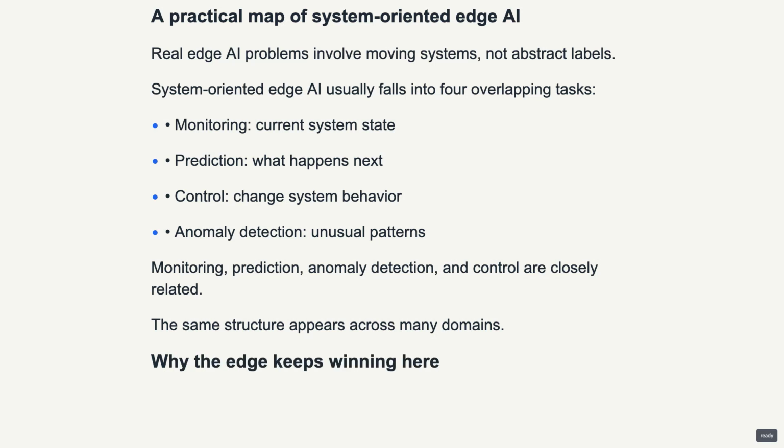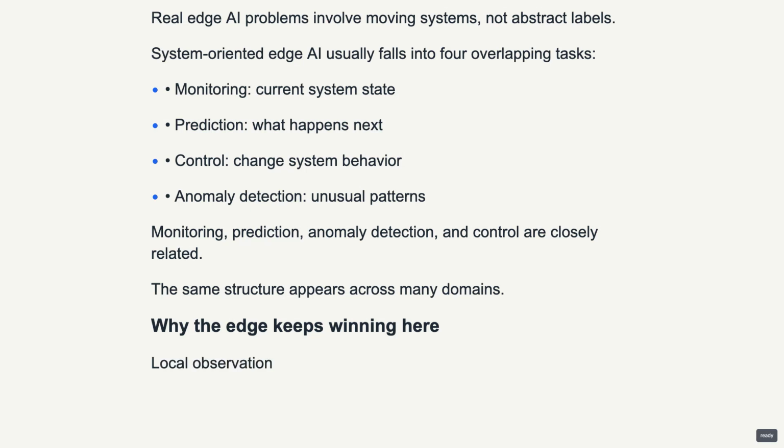The edge becomes the right choice when a system needs local observation and a fast response. Several recurring constraints push deployment away from the cloud and toward on-device inference. The edge matters here because the job is not just to analyze data after the fact. The model has to stay close to the system so it can react under real operating constraints.